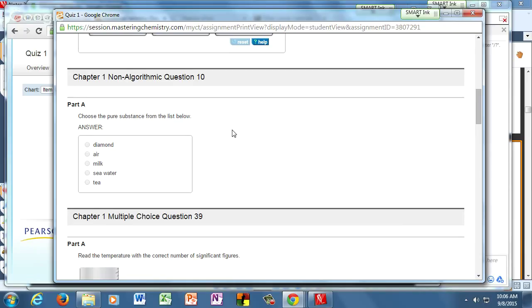And what is diamond made out of? Carbon. So diamond is actually an element. It's just carbon.